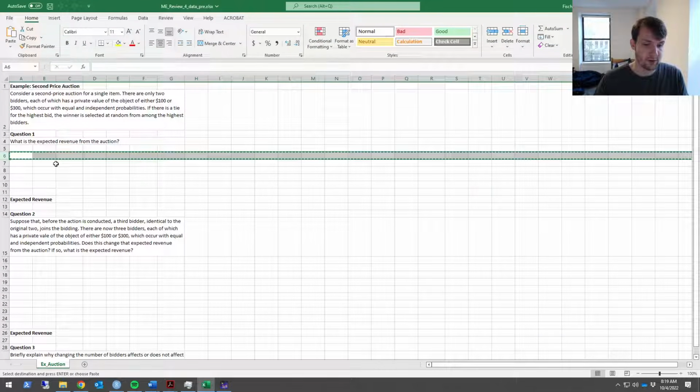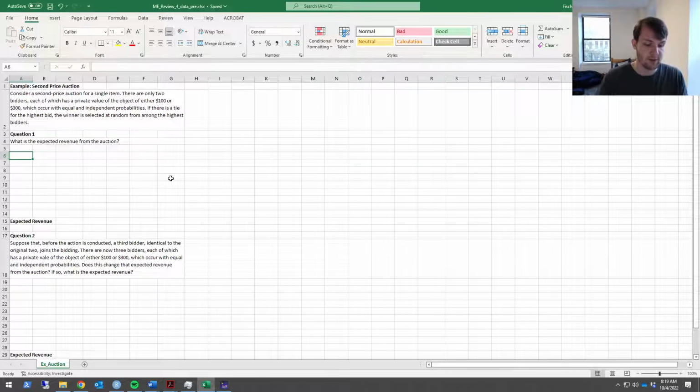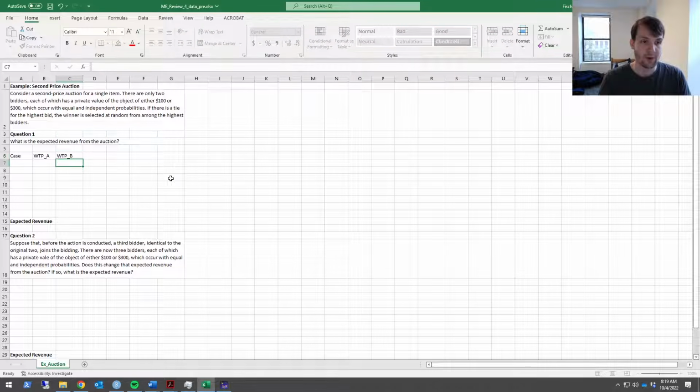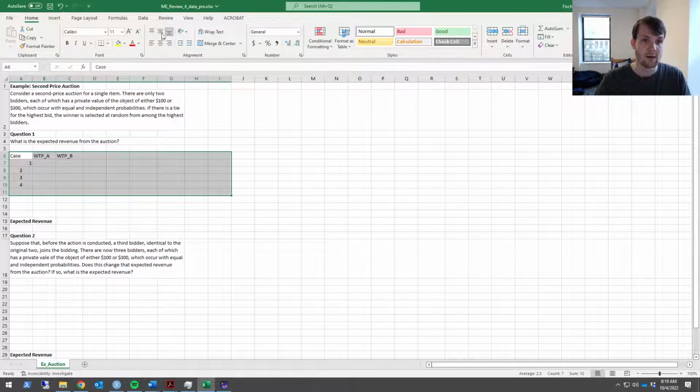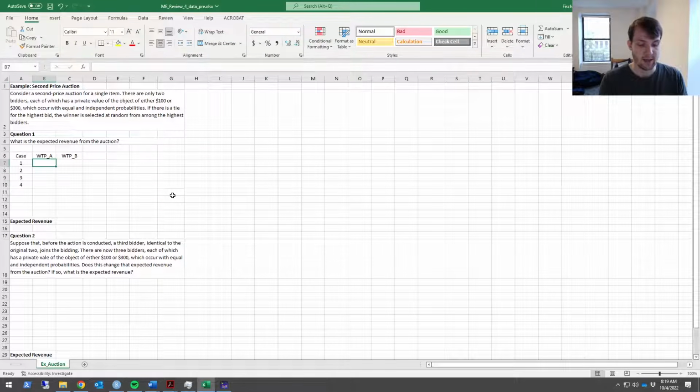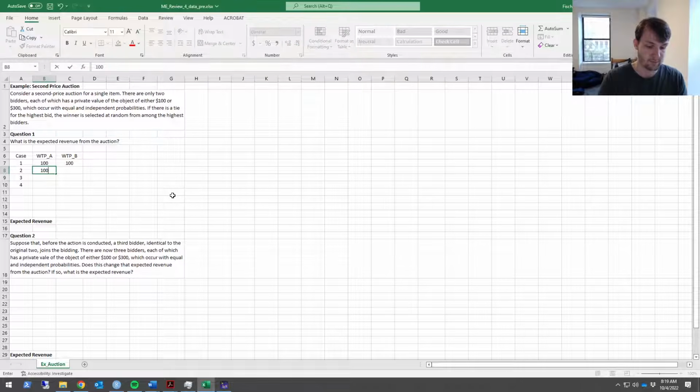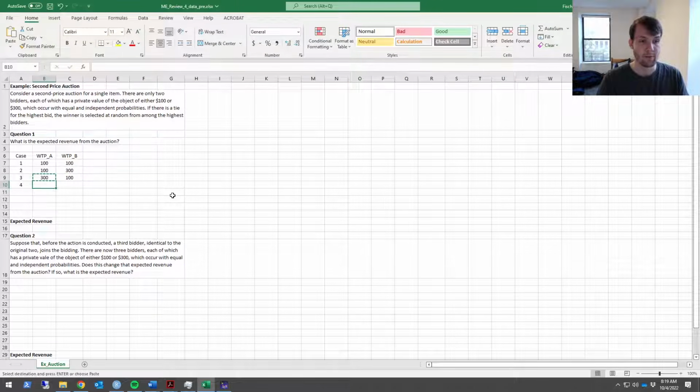All right, so we're going to start looking into the first question. As I said, we're going to compute different cases. And specifically, we want to know what kind of willingness to pay combinations we have. I already said there's going to be 4 cases in this setting. Namely, we can have that the willingness to pay of A is 100 and of B is also 100. We can have 100 and 300. We can have 300 and 100, or both of them valuing it at 300.